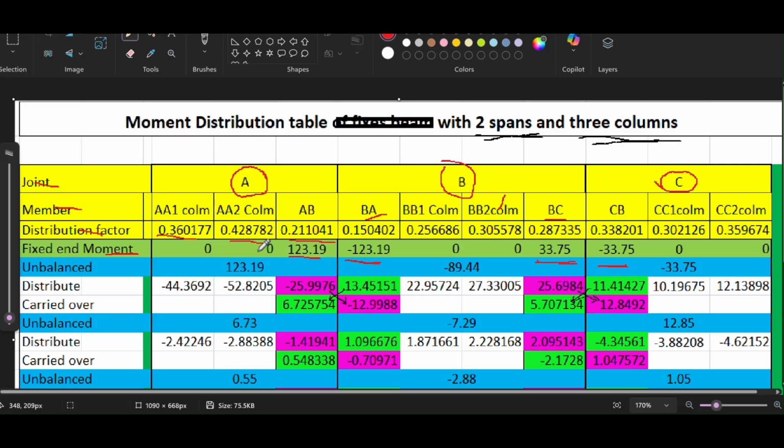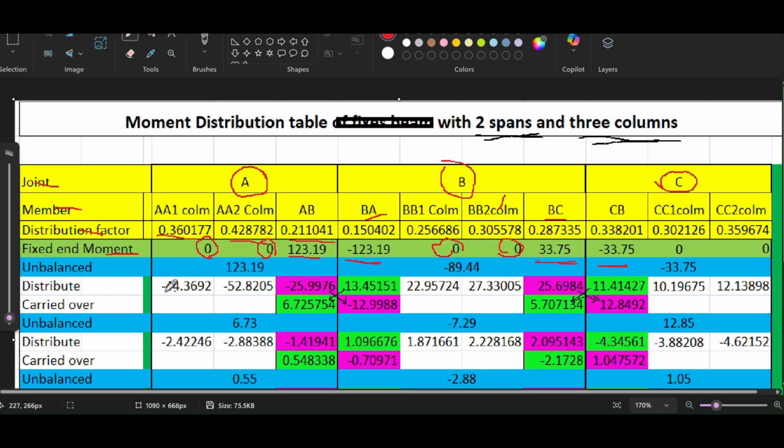As far as the columns are concerned, the bending moment in the column can only be 0 initially, because there is no horizontal load in the beam. Because the column is vertical, there must be a load in the horizontal direction, then only a bending moment will come. As there is no load in the horizontal direction, the bending moment must be taken as 0 as far as the columns are concerned. See, all the column bending moments I have written as 0.